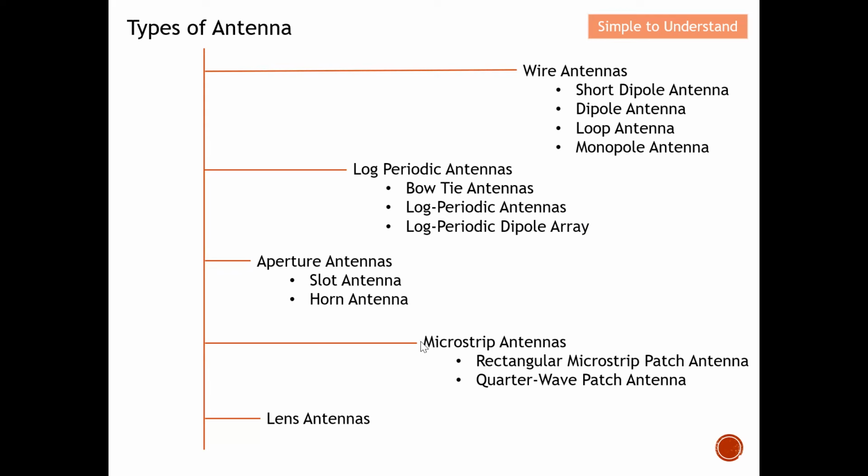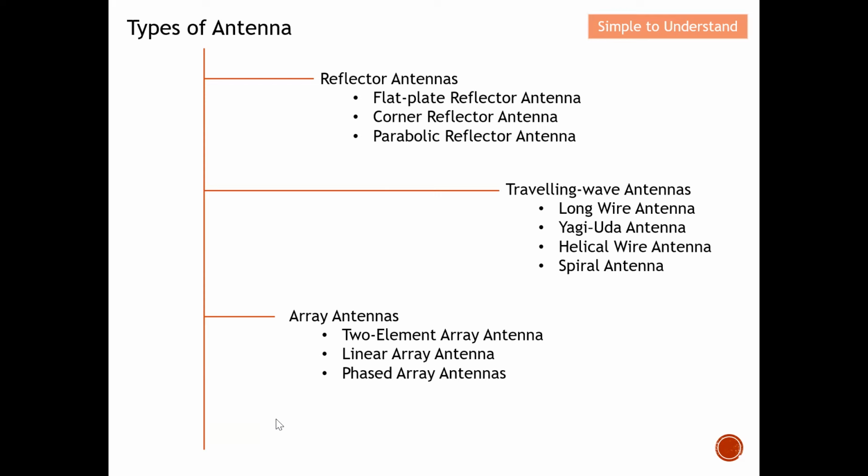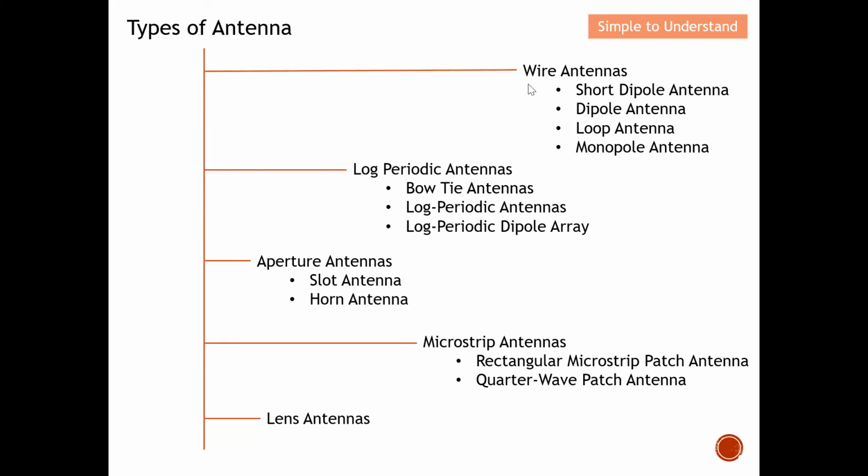I have quite an extensive familiarity with microstrip antenna. We have the rectangular microstrip patch antenna. We also have the quarter wave patch antenna. And last but not least, in this video I'm going to cover lens antenna quickly. Let's quickly jumpstart the discussion on the types of antenna. In the part 2 series discussion, I will concentrate on these 3 classifications of antenna. But for now, in this video, I'm going to concentrate on the first page, the types of antenna.